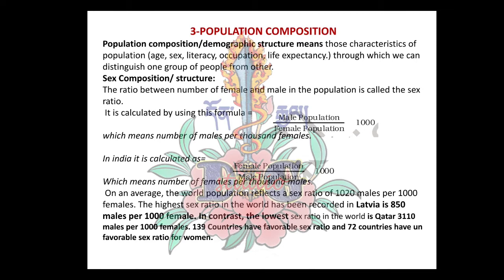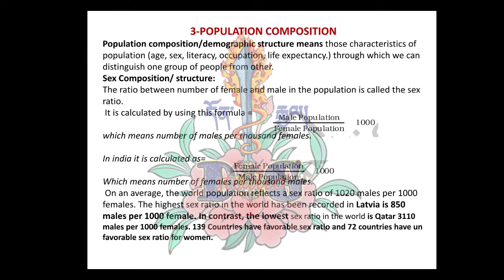There are two ways through which we can find the sex composition of a particular country. In some countries they use the first formula: the total number of male population in that country divided by the total number of female population, multiplied by 1000. That is one way to find the sex composition, which means the number of males per 1000 females.